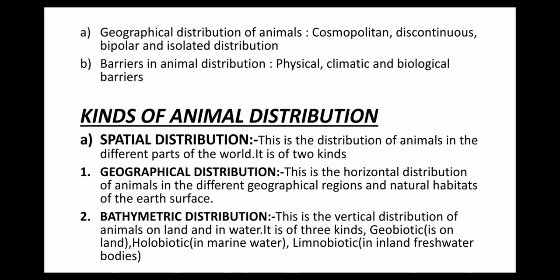Geobiotic realms consist of several subdivisions known as biomes. Examples are deserts, forests, grasslands, tundras, caves, etc. Halobiotic realms include oceans, seas, etc. Limnobiotic realms include ponds, lakes, streams, rivers, reservoirs, etc.